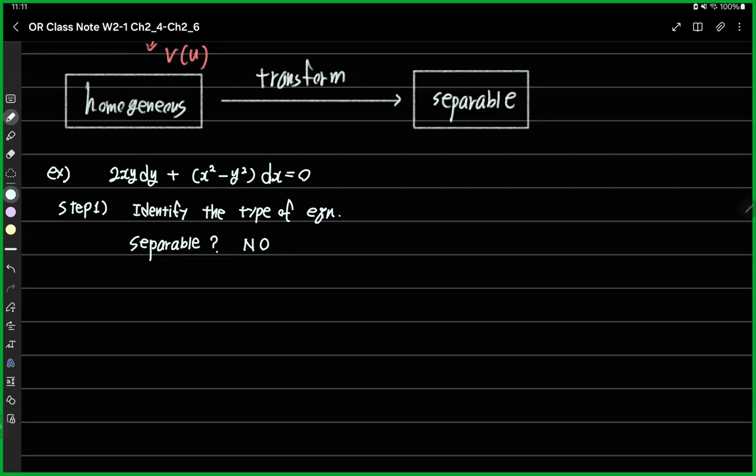Why? Because we cannot separate the functions of x and y on the right-hand side when we rewrite this as dy/dx. See, dy/dx is equal to what? y squared minus x squared over 2xy. So as you can see, we cannot separate them. Is this exact?